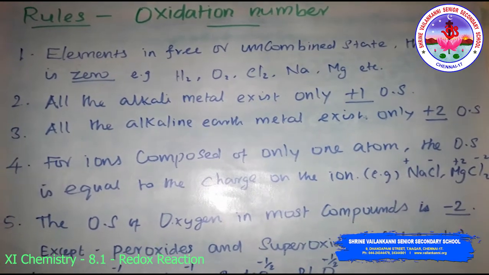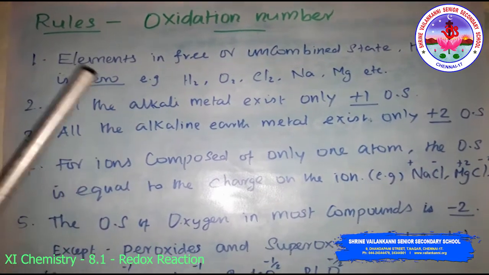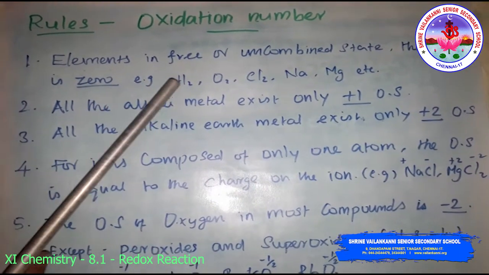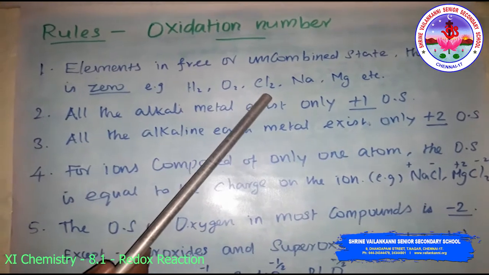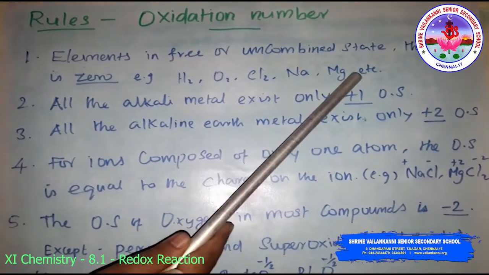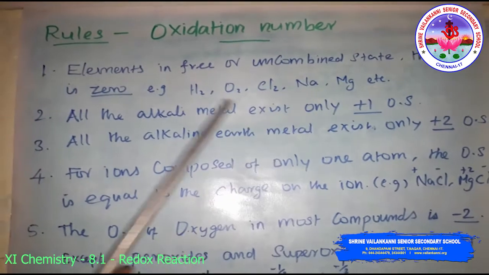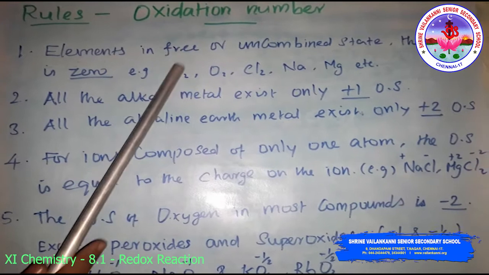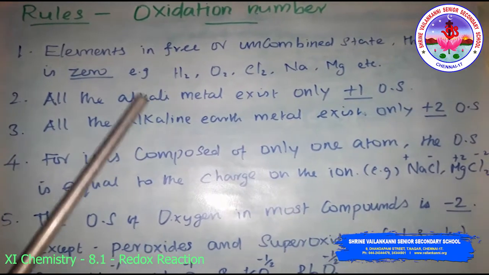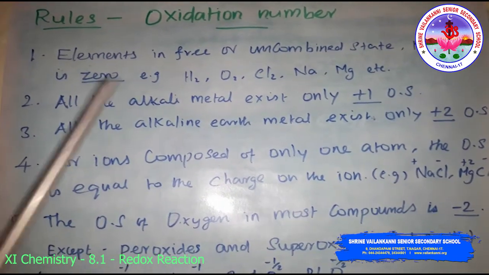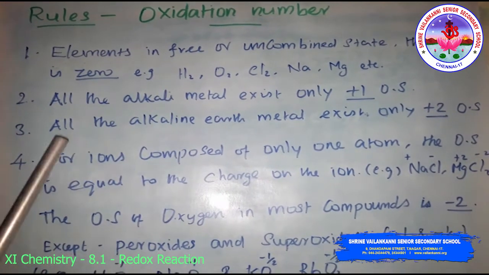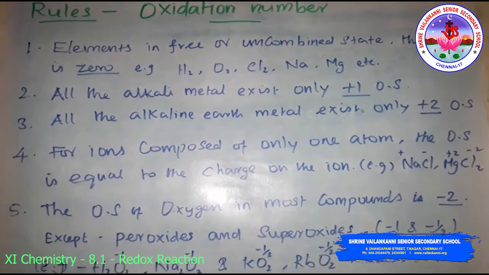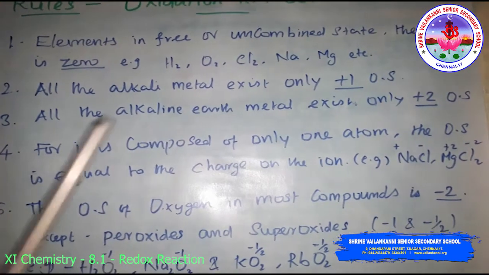See, first, elements in the free or uncombined state have oxidation state 0. For example, hydrogen, oxygen, chlorine, sodium, magnesium. All these elements have 0 oxidation state, because these elements are in the free and uncombined form. They are only single. That means they are diatomic molecules but of the same atoms.